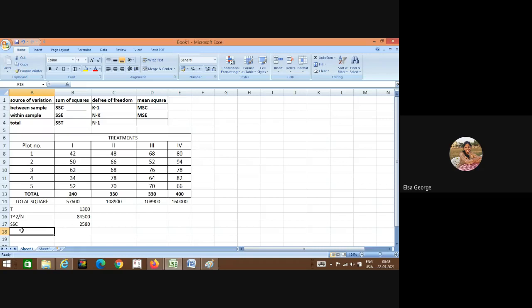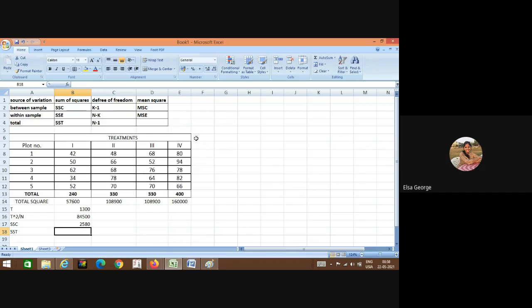Now next we need SST. SST, that is total, means nothing but the square of each value in this. All the values squared, add it all up, sum it up, and then minus t square by n. That is this one.